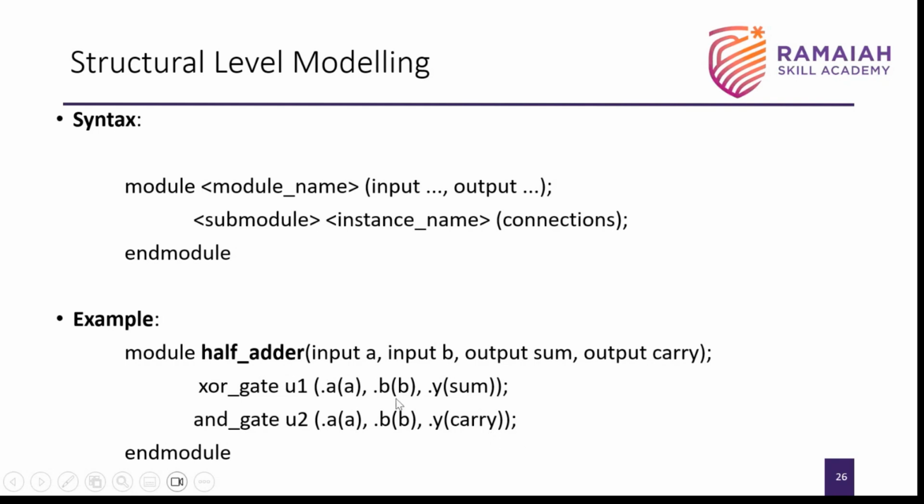Hope you understood how structural level modeling works. So half adder is the main module. Half adder can be built using the XOR and AND gates. So XOR and AND are the submodules. I'm instantiating those submodules within this main module. So this is how the instantiation works.